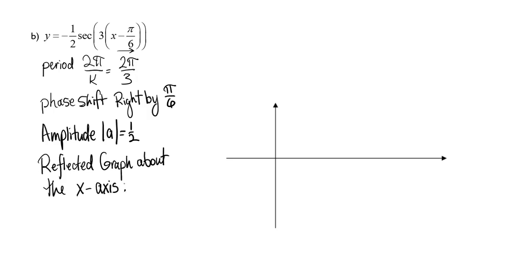I think that pretty much covers it. We now need to replace secant with cosine. So instead of y equals -1/2 secant of stuff, we'll have y equals -1/2 cosine of this stuff. 3 times the quantity x minus pi over 6.